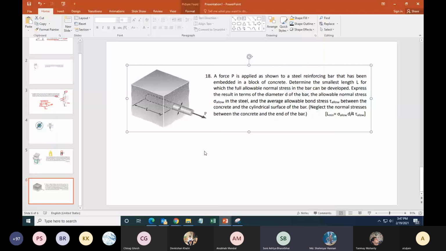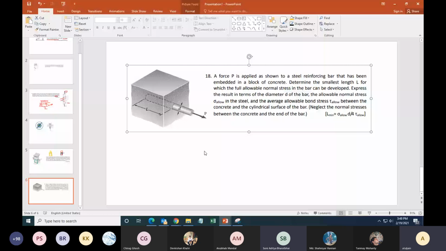But sir, we have to determine the smallest length L for which normal stress is equal to the allowable normal stress. No, we have to find out the value of L such that the full allowable normal stress is developed. In the question, it is written that we have to determine the smallest length L for which full allowable normal stress can be developed. It is allowable, not ultimate. So how will we proceed in that case?